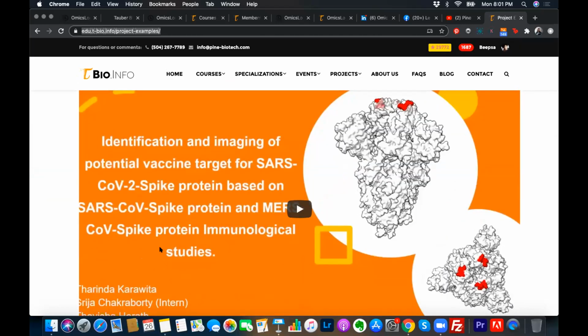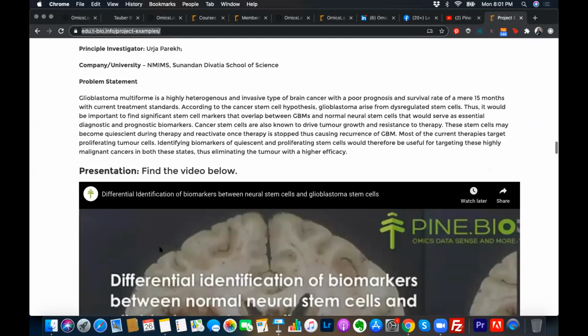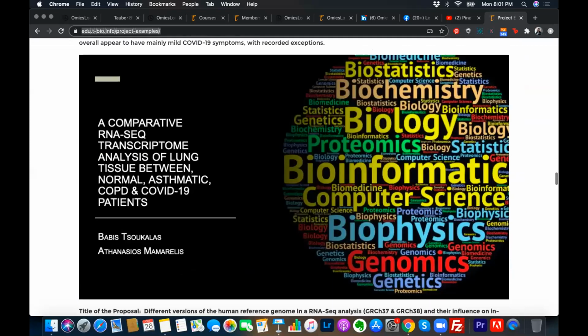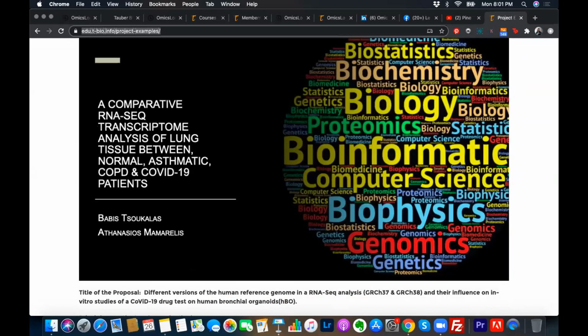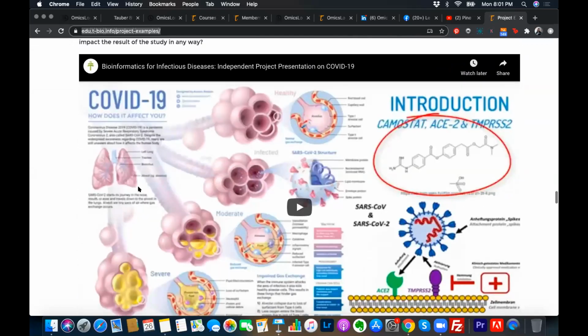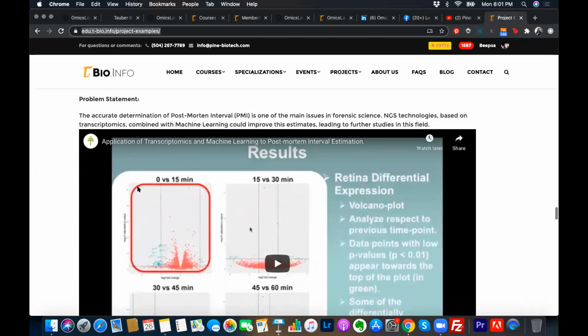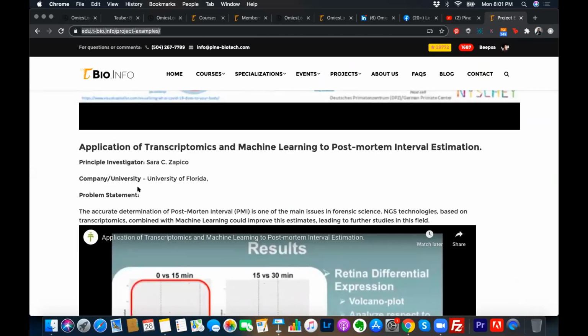So definitely, if you're interested, you can do a project on SARS-CoV-2 as well. Then you'll have more projects, the glioblastoma project that I just showed you earlier. Then you have more projects that you can explore. So please feel free to explore the different projects that are available and that have been actually independently developed by participants, where we from Pine Biotech and our mentors helped them throughout this process.